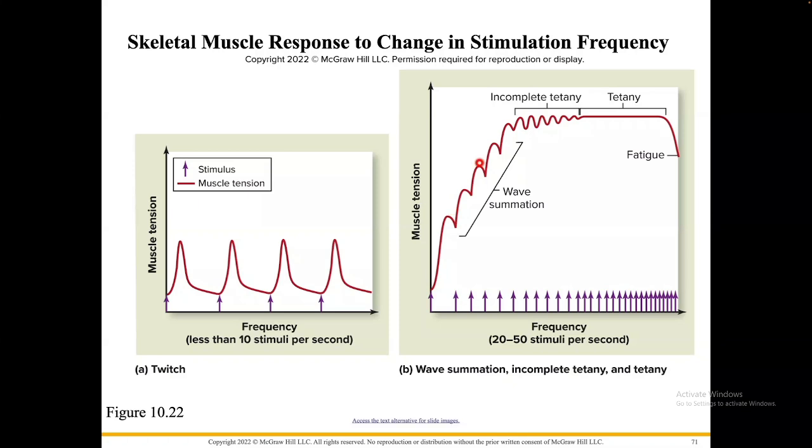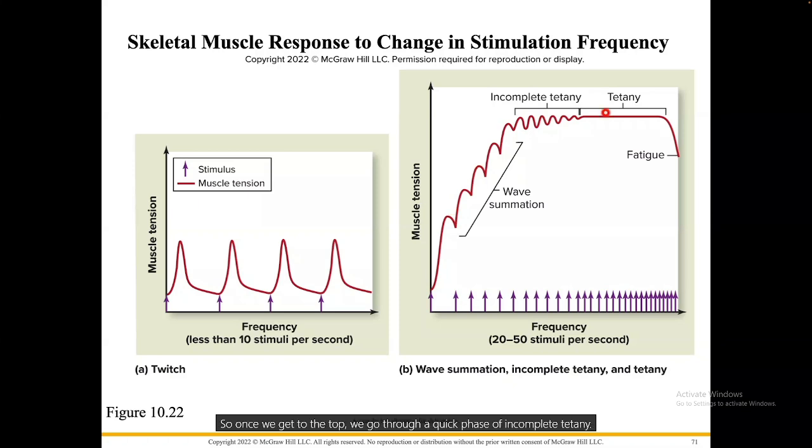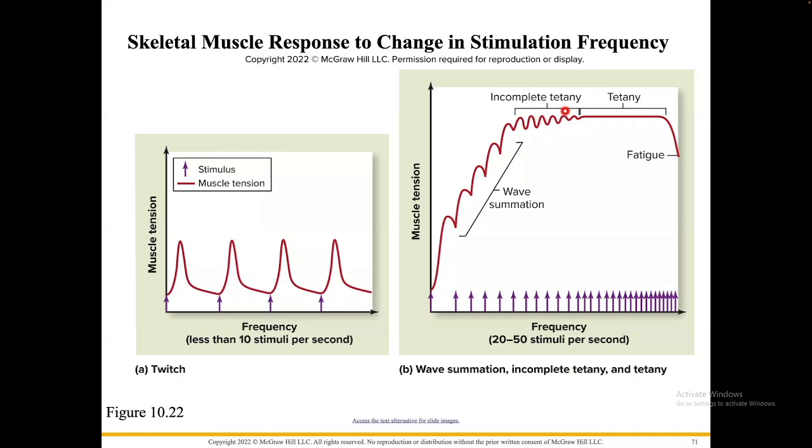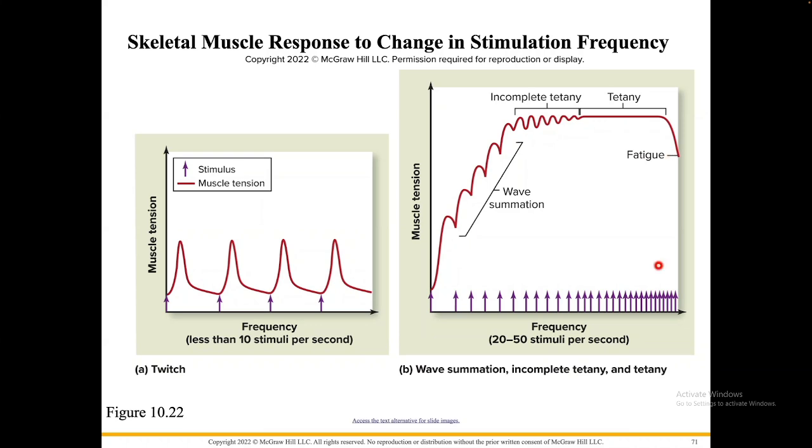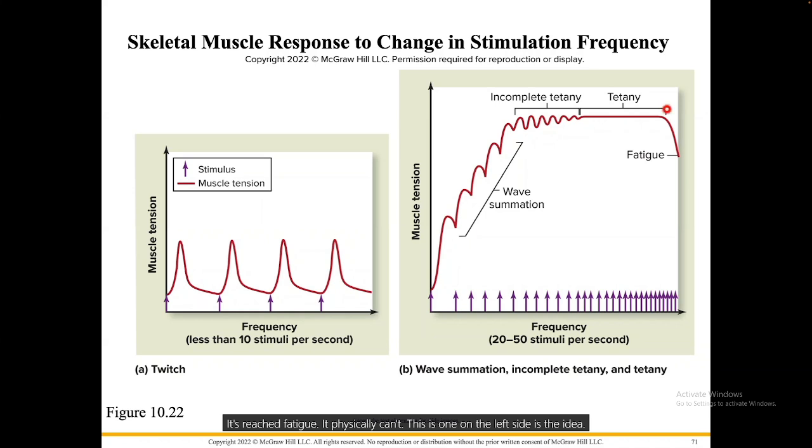Then we start to reach this plateau. So once we get to the top, we go through a quick phase of incomplete tetany, but very, very soon it's tetany. No matter what else we do, it's not going to get any stronger. And that's just before fatigue happens. And notice here, they're still firing off a stimulus. They're still trying to get the muscle to contract, but it literally can't. It's reached fatigue. It physically can't.